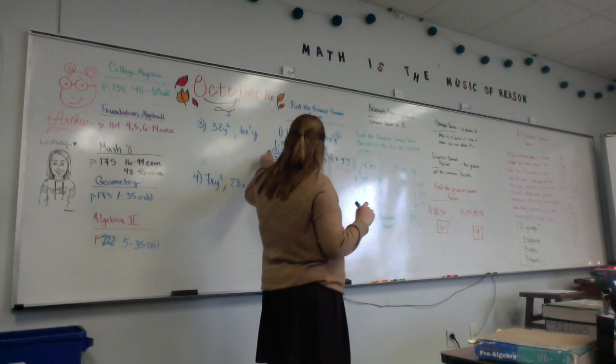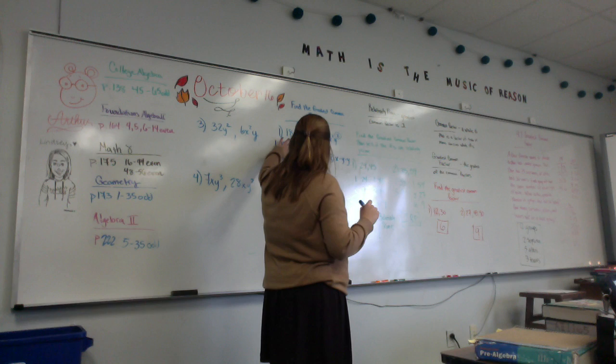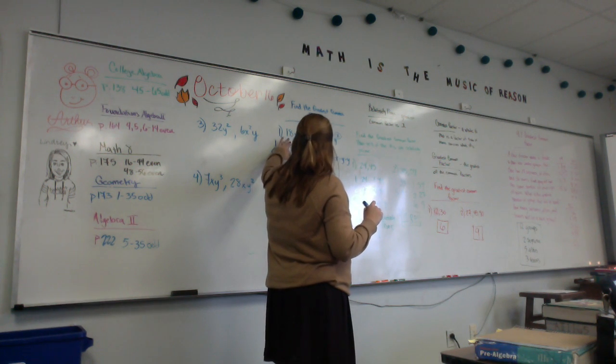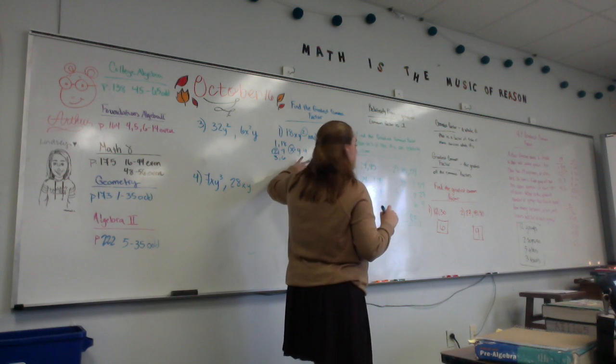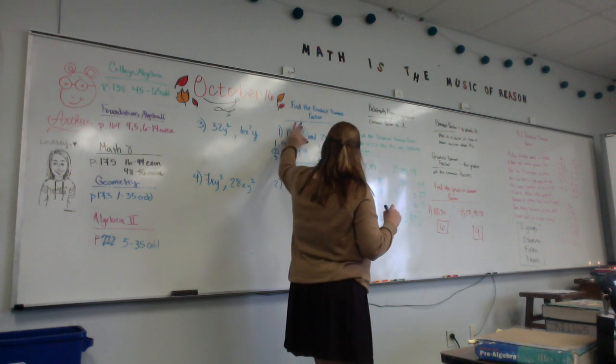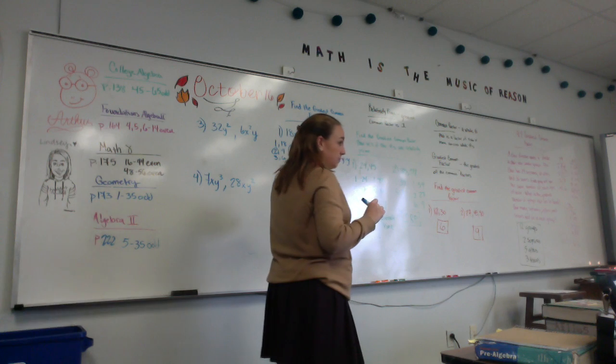My greatest common factor. My largest number is 2. My largest x is x. Well, not my largest x. I only have 1 x here, so that has to be the common factor there. And here I have 2, so I can keep the 2.